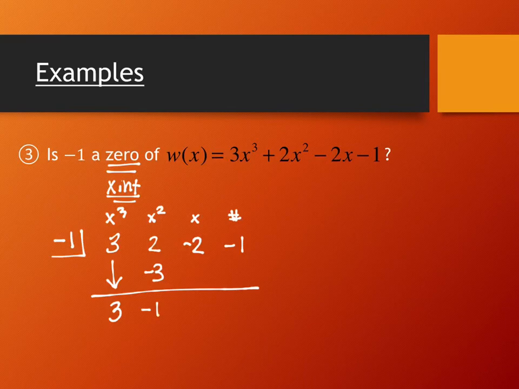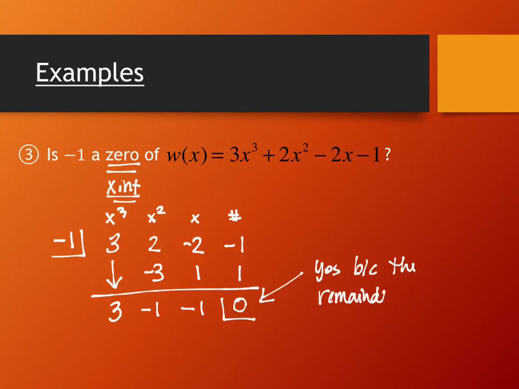-1. Now what? +1. And then another -1. So it's +1. And what happens in the last placeholder this time? I actually do get a 0. If I get a 0, like I did here, then this answer is yes. And it's yes because the remainder is 0. Okay, so the answer is yes.